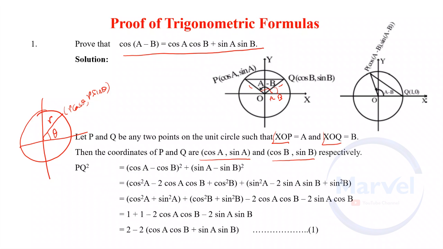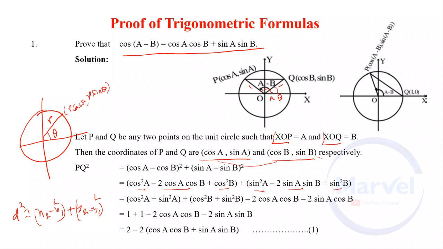Apply the distance formula for PQ. So what is the distance formula? D square equals x2 minus x1 the whole square plus y2 minus y1 the whole square. Therefore, cos A minus cos B the whole square plus sin A minus sin B the whole square. Expanding this: cos square A minus 2 cos A cos B plus cos square B, plus sin square A minus 2 sin A sin B plus sin square B.